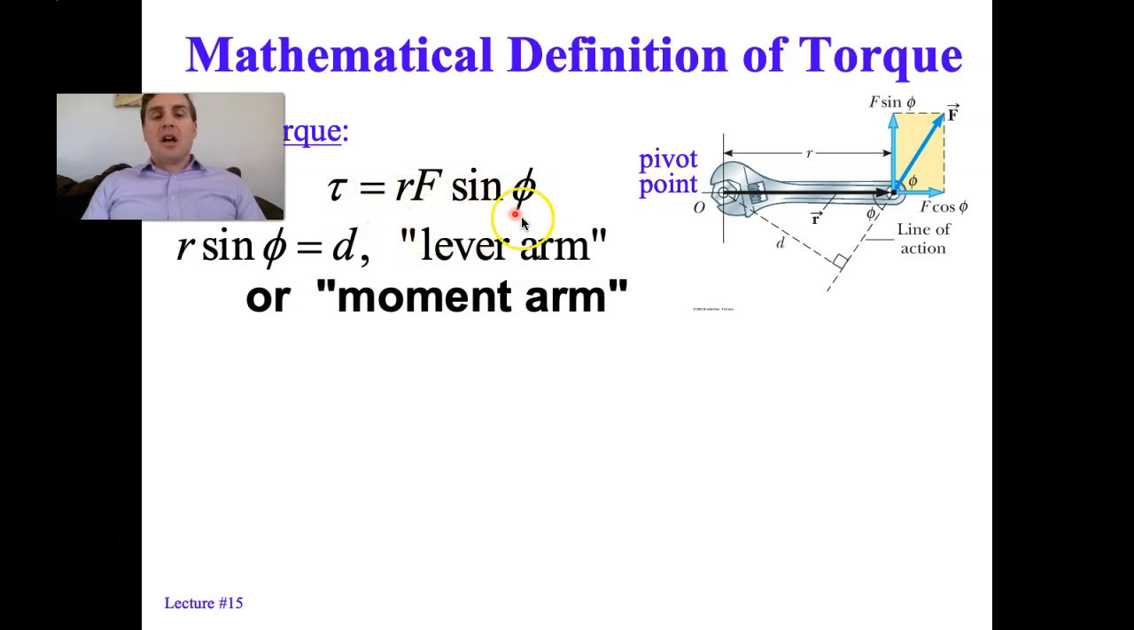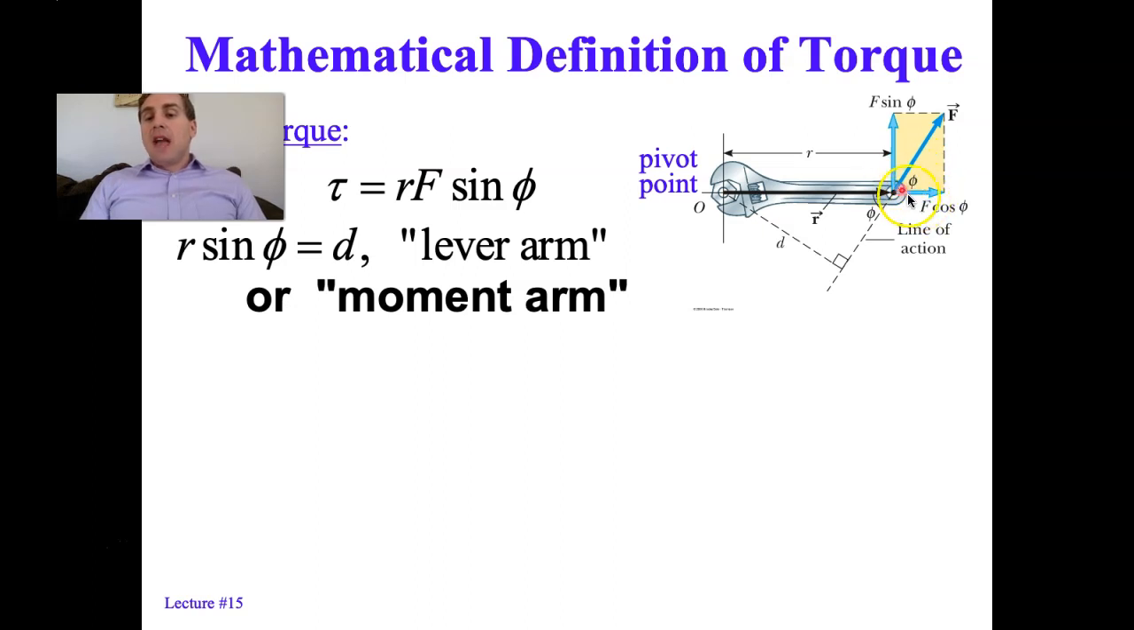So radius times force times the sine of the smallest angle between the radius and the force. Now the radius goes from the pivot point, or what we might call the axis of rotation, out to the contact point where the force is contacting with the solid body that's trying to be rotated. Also note that phi is the smallest angle between the force and the radius vector, and that radius vector has its tail at the axis of rotation and its tip at the point where the force contacts. Now, if you draw a dashed imaginary line and extend this radius vector line, the smallest angle between that line and the force itself is the angle phi.